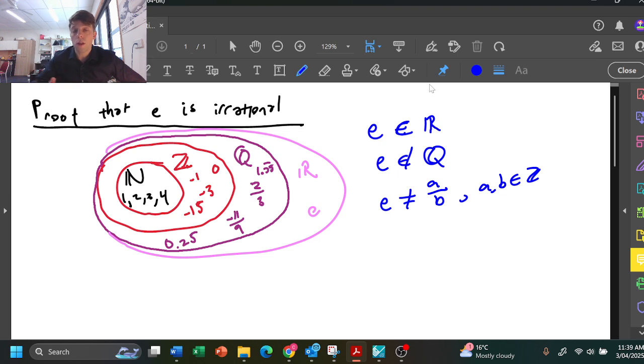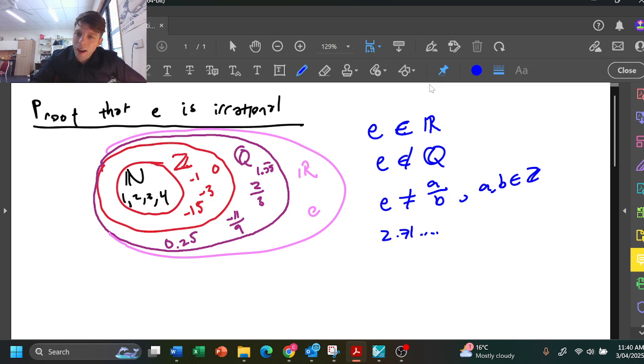There will be no repetition to the pattern, and also the decimals will never stop. So we have 2.71, we have decimals that go on forever, and they never stop. Okay, so how do we actually prove this? Well, that's the tricky question that I want to try and tackle right now.